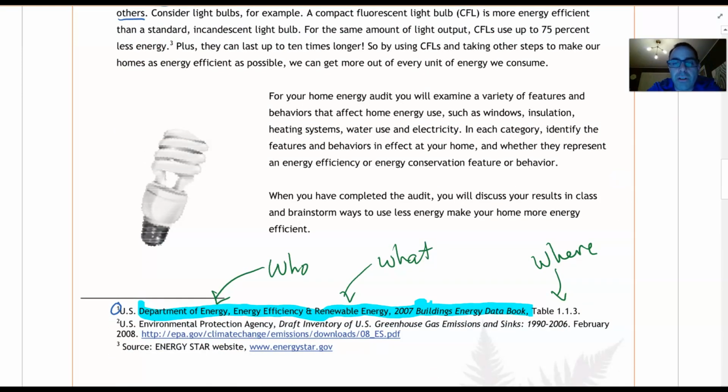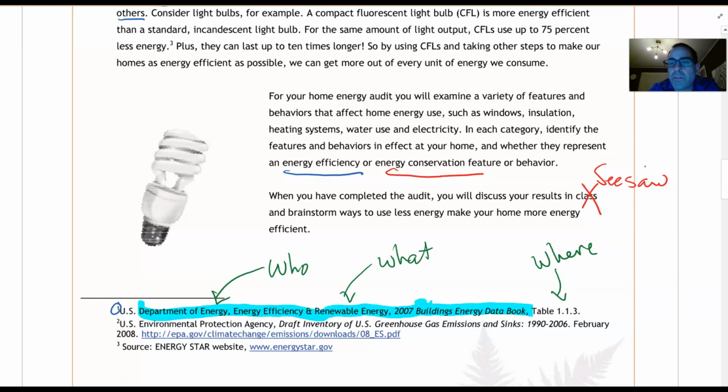For your home energy audit, we will examine a variety of features and behaviors that affect home energy use, such as windows, insulation, heating system, water use, and electricity. In each category, identify the features and behaviors in effect at your home and whether they represent energy efficiency or an energy conservation feature or behavior. When you have completed the audit, you will discuss your results in Seesaw. So it's not going to be in class, it's going to be in Seesaw.